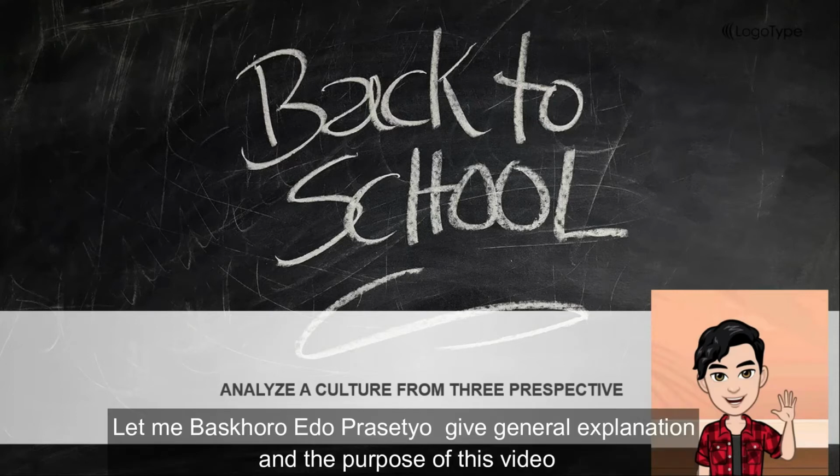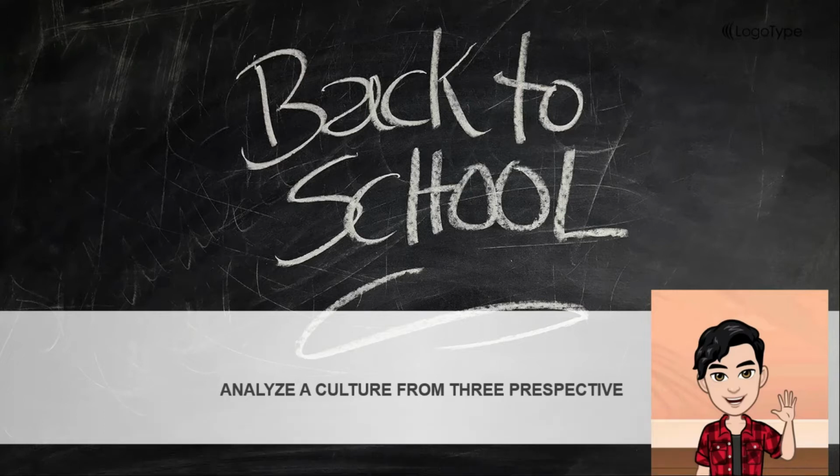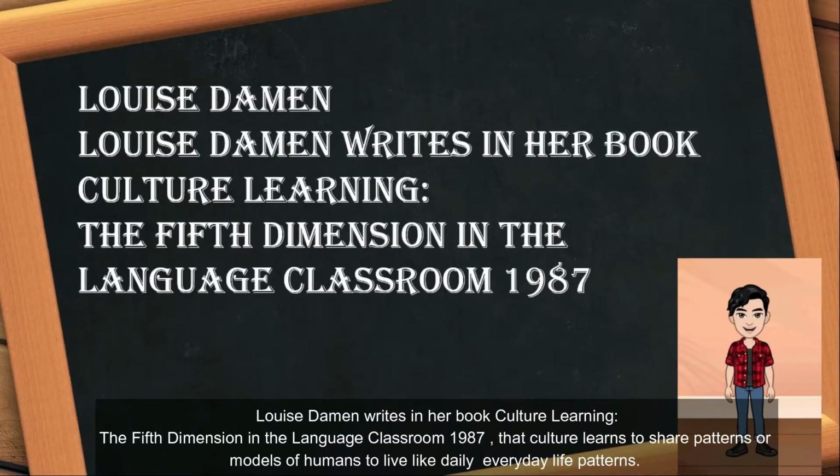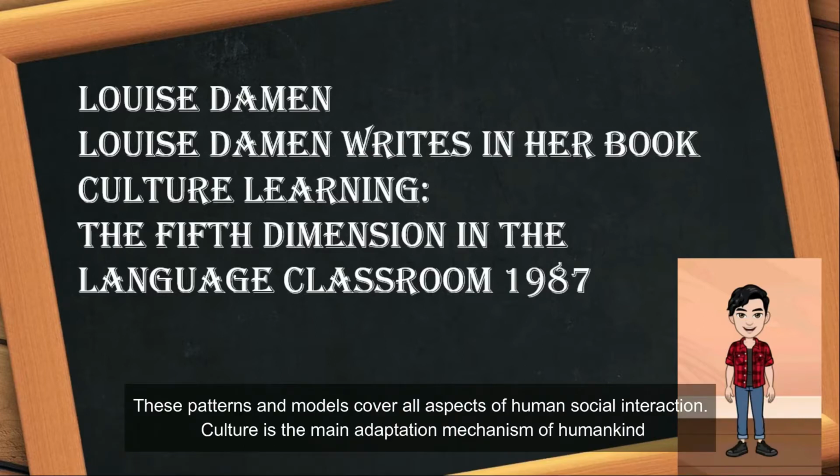Let me, Baskhoro Prasetyo, give a general explanation and the purpose of this video. From Louise Damon, who wrote in her book Cultural Learning, The Fifth Dimension in the Language Classroom, 1987, culture is learned through shared patterns or models of human life, like daily life patterns. These patterns and models cover all aspects of human social interaction. Culture is the main adaptation mechanism of humankind.